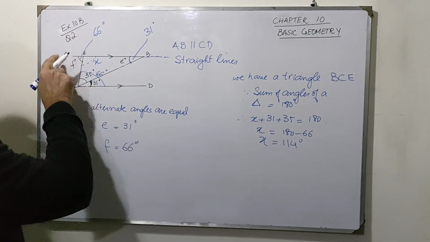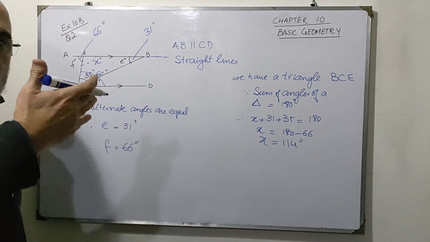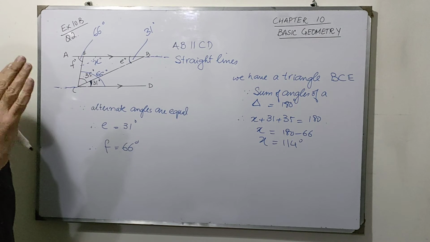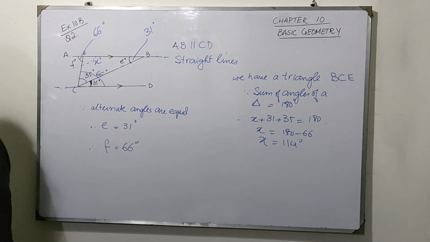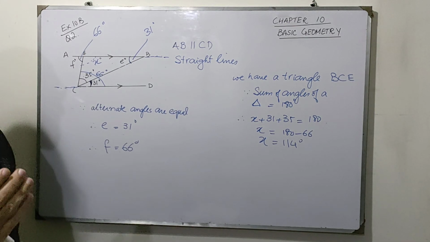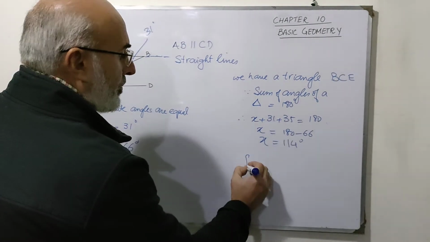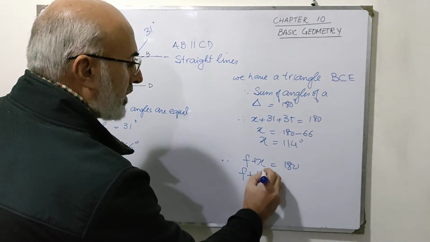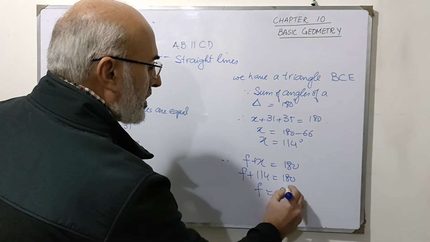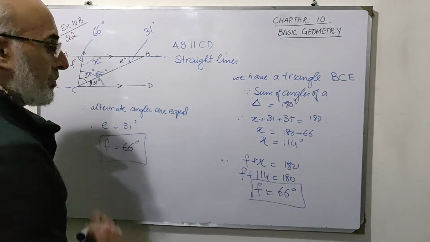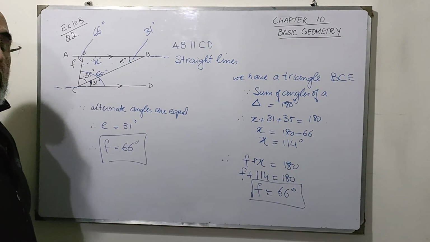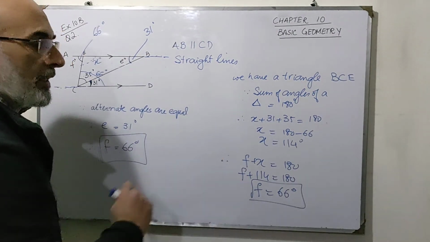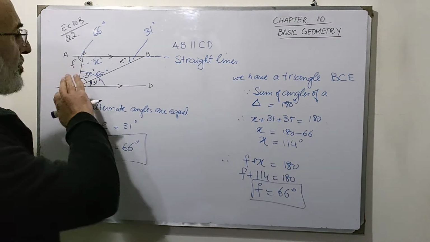So x is 114. Now F and x are both on the same side of a straight line, and angle x and angle F have the same vertex. Both are adjacent angles. It means they are supplementary angles, and the total of supplementary angles equals 180 degrees. Therefore, F plus x is equal to 180 degrees, and we have the value of x, which is 114. So F is equal to 66. Correct? This is what we found earlier when we said that F is an alternate angle to this angle. So this is the way to recheck it. This is a pretty lengthy process, but we have rechecked our working.